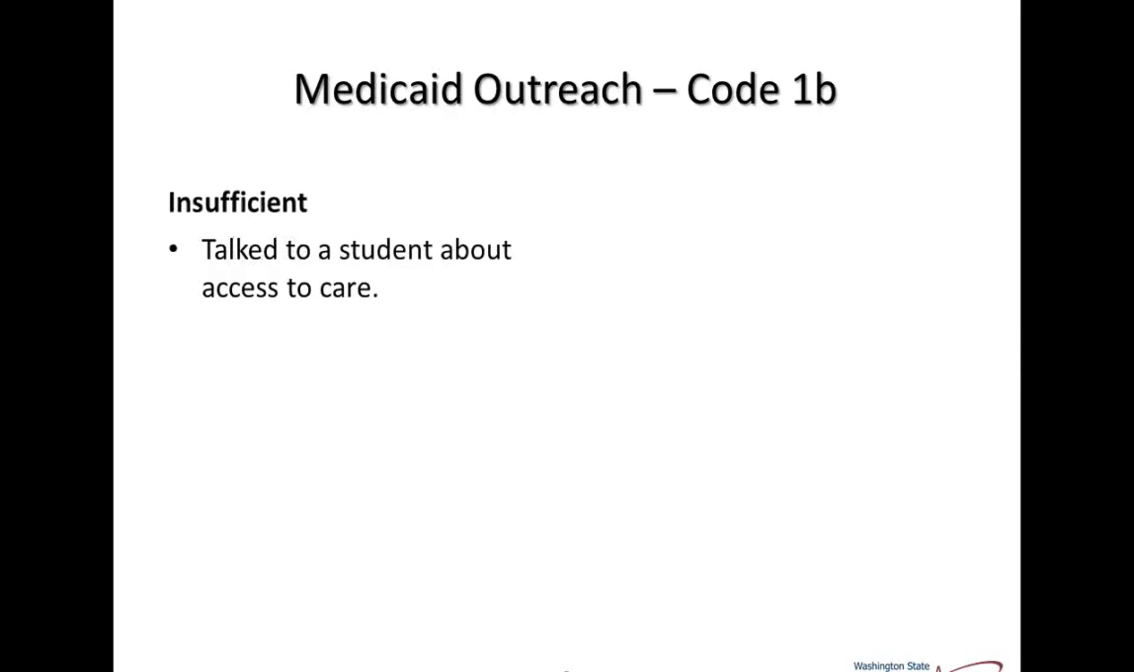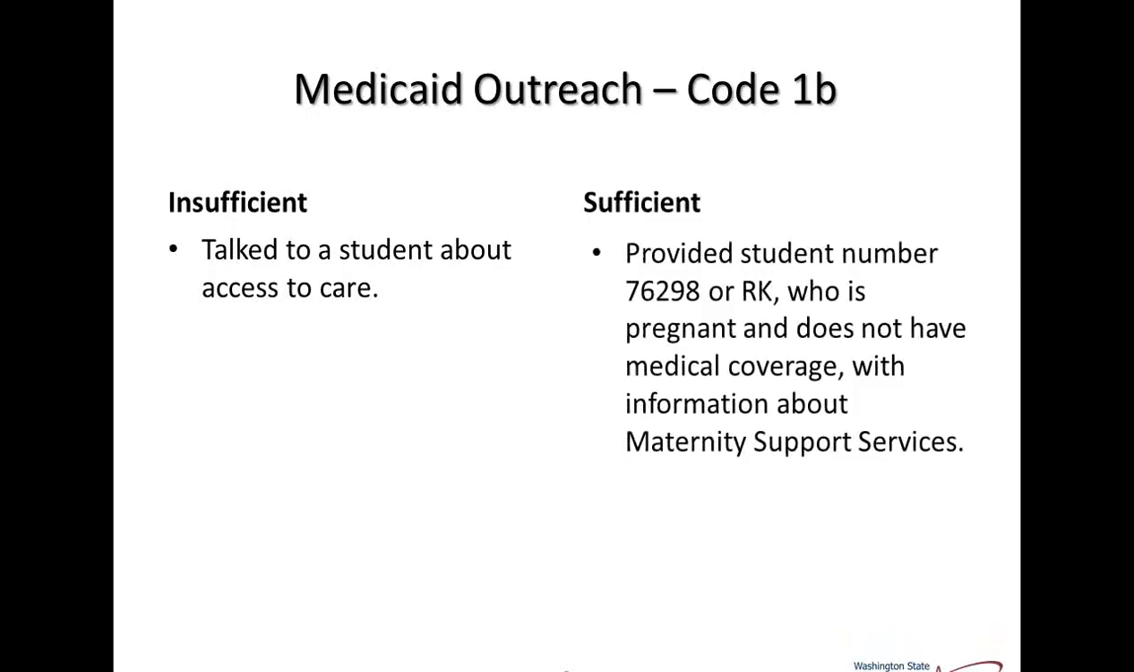What were you doing? This question is answered, talking to a student about access to care. Why were you doing it? Is not clear from this entry. Who were you doing it for? A student? Okay, but which student? How does it relate to Medicaid? Not clear. For this response, the recommended narrative would be, provided student number 76298, or RK, who is pregnant and does not have medical coverage, with information about maternity support services.